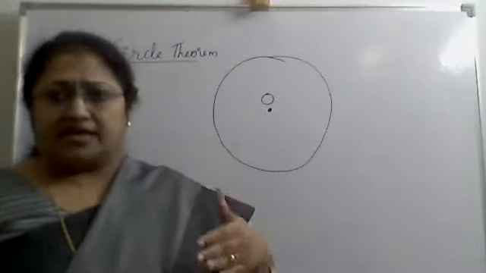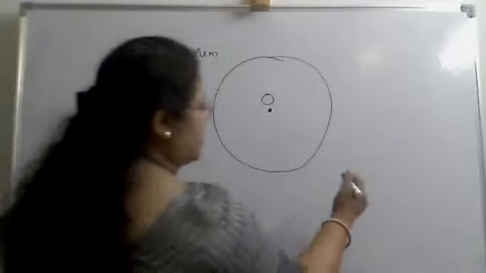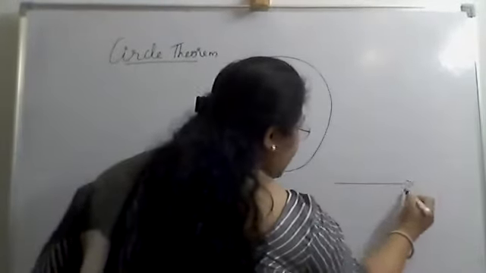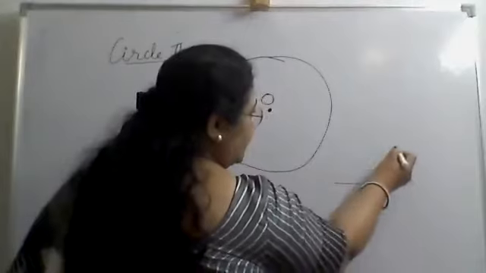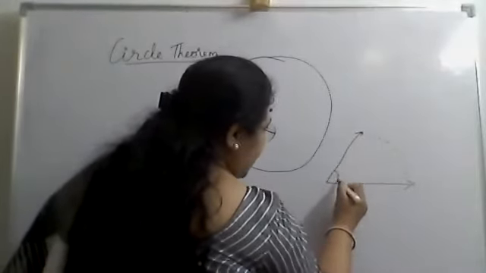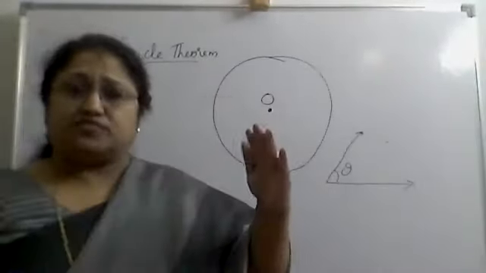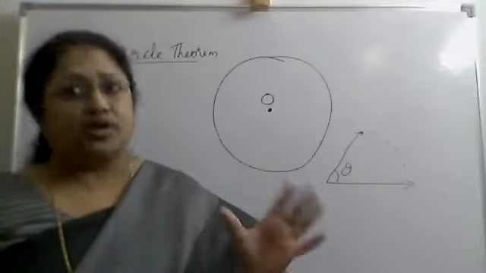We know that for getting an angle, we need an initial ray. The extent up to which this ray rotates gives you an angle. Let me label it as theta. So what is an angle actually? The extent up to which an initial ray rotates gives you an angle.